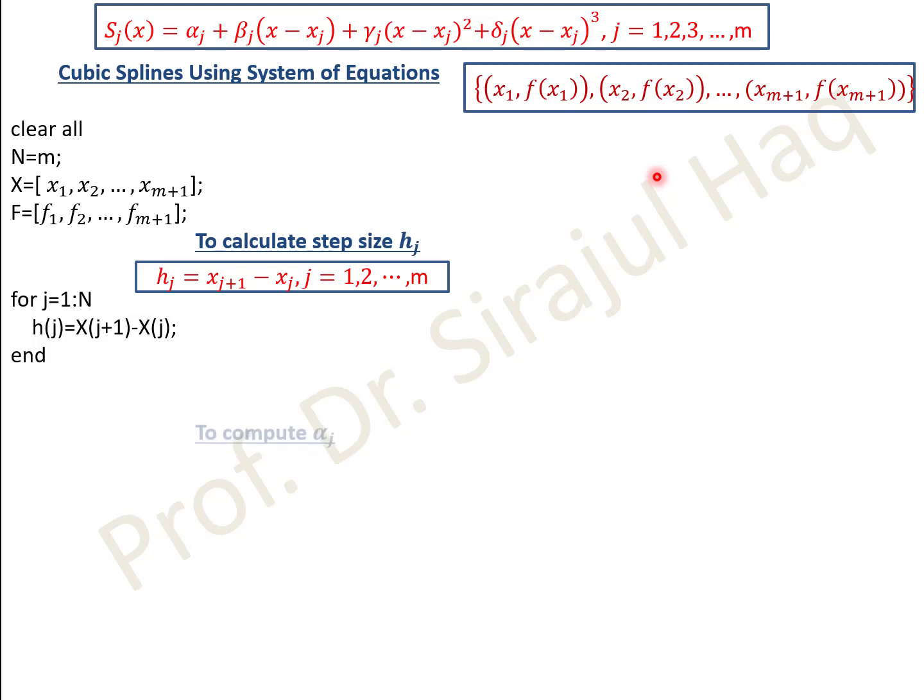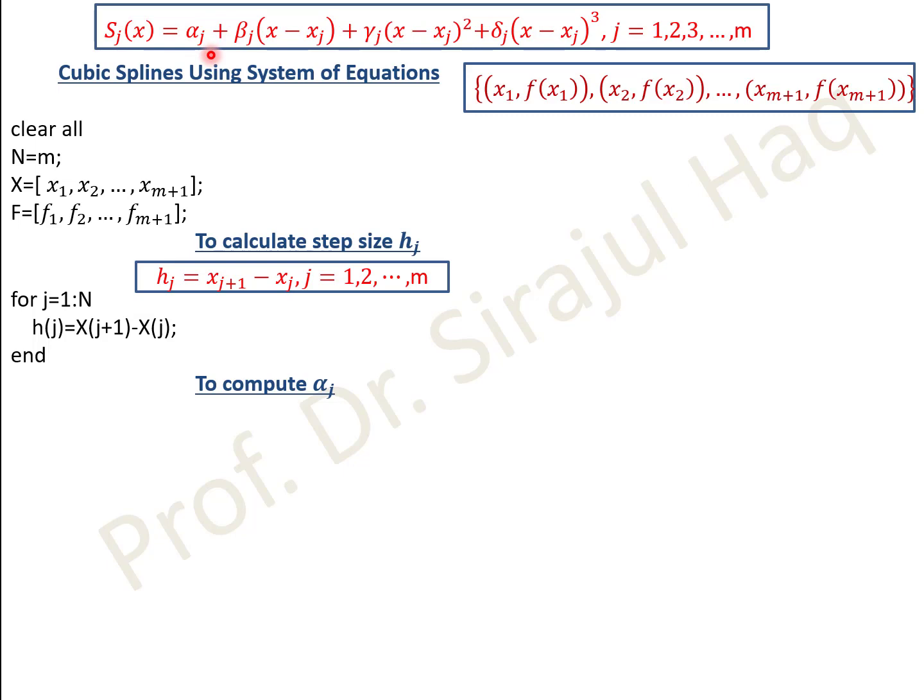Now let's go further. Let's compute alpha j. These are the constants. Remember, instead of A, B, C, D, I have used alpha, beta, gamma, delta in the splines. So let's compute these values in the spline using the computer code.